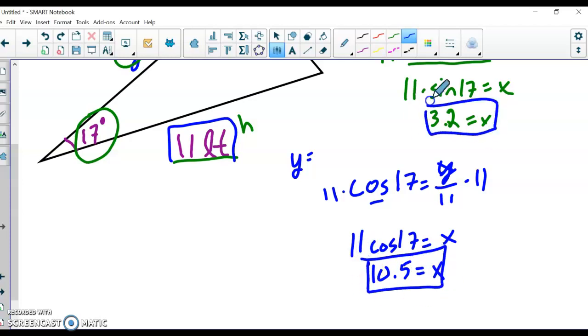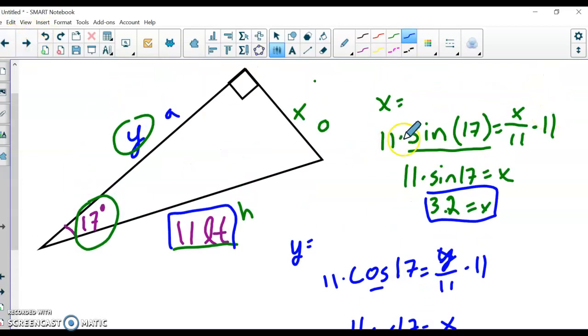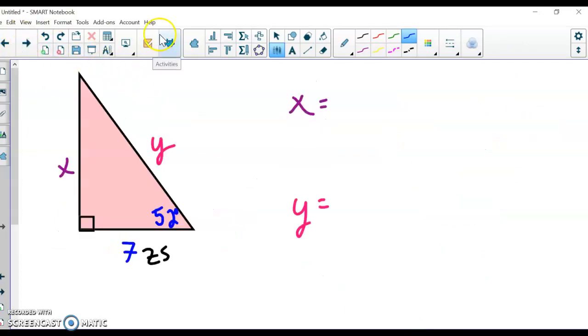That's how we use our trigonometry. That's what we're going to be doing. We're not creating anything. The hardest thing is remembering, okay, what trig ratio am I using? What's my angle? What are my side lengths? So let's look at that one more time. I want to find x and y.